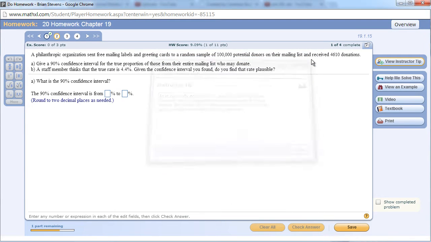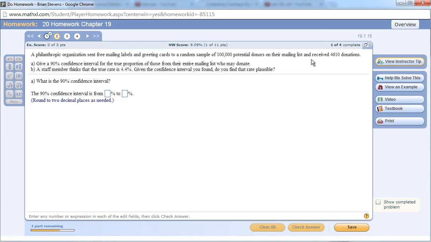Going on here to this problem, now get your TI calculator out. I can't reinforce that enough. The TI calculator is a huge help. It'll make these problems very, very easy. So with the TI calculator out, here is what you will do. You will turn it on first, and you will go to Stat, Tests, and you will scroll down to number A, 1 prop z interval.